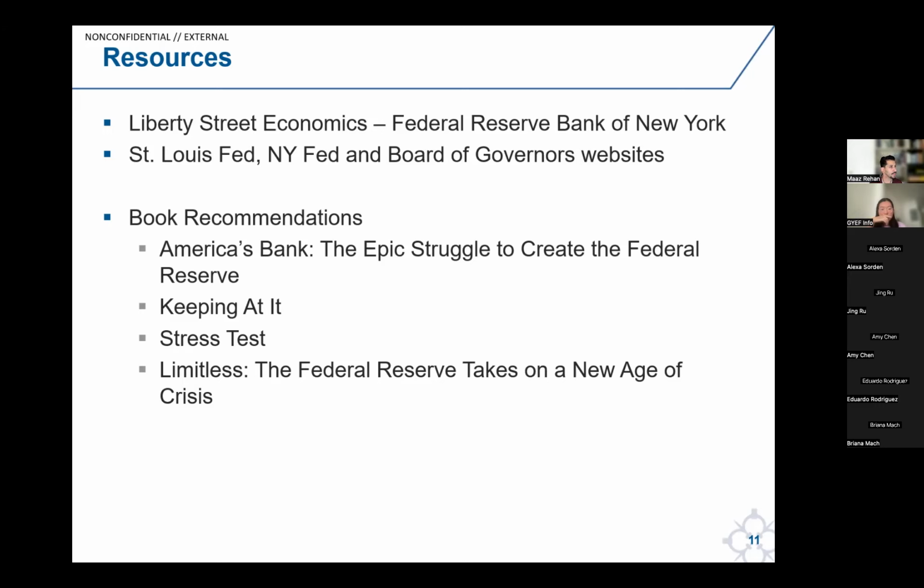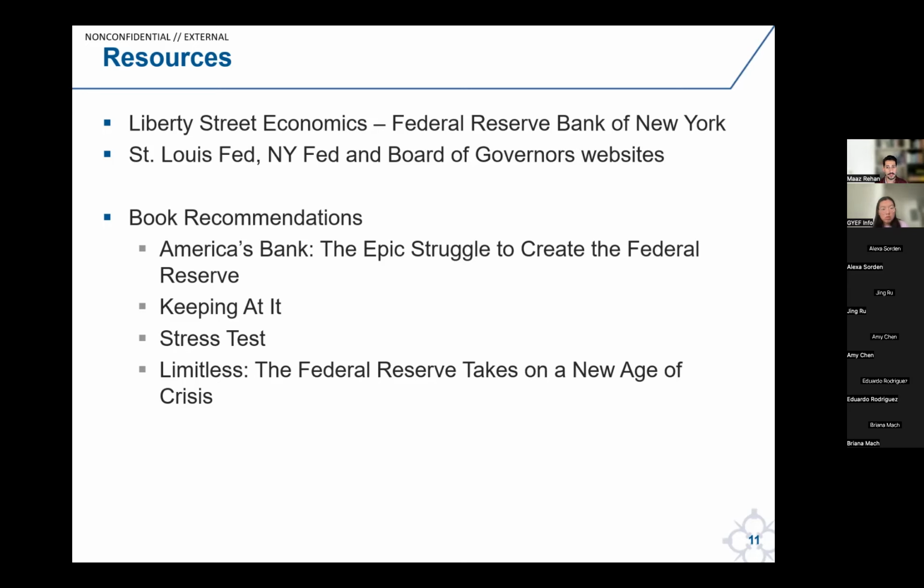And then I thought some interesting book recommendations that really paint a really good picture of the Federal Reserve System, how it came about historically, historic crises that took place, and how the Fed was called to action, and maybe some pros and cons in the process of it. So America's Bank, that big struggle of creating the Federal Reserve, it's a great book to understand just how the institution was created and what was the purpose of it, and the nuances that were given.